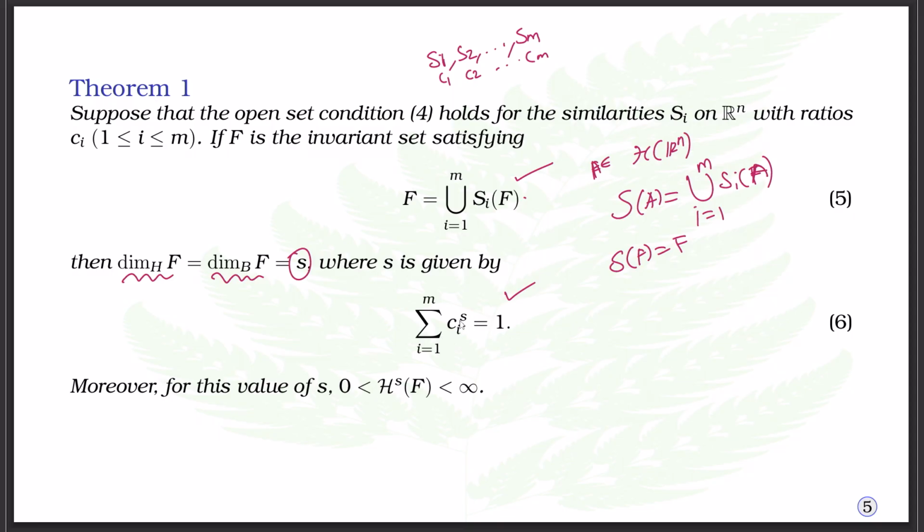Moreover, for this value s, the s-dimensional Hausdorff measure is finite, lying between 0 and infinity. So, this theorem says that if we have an iterated function system, that means the mappings satisfy the open set condition, and if you find the attractor of these mappings, then the Hausdorff dimension and the box counting dimension of the set F are the same.